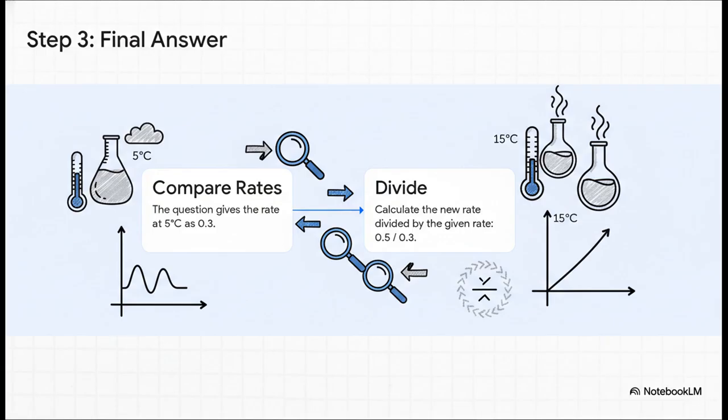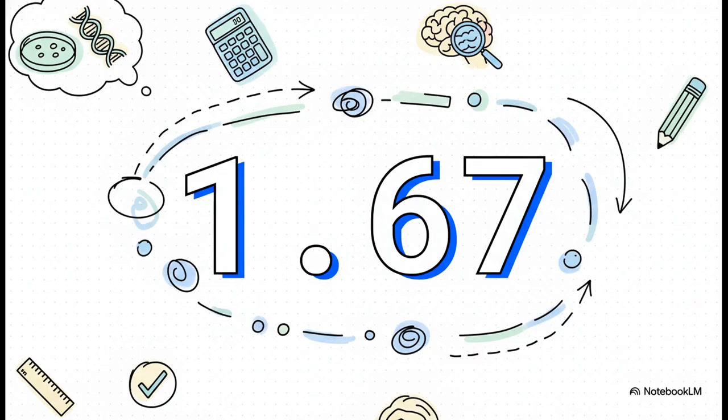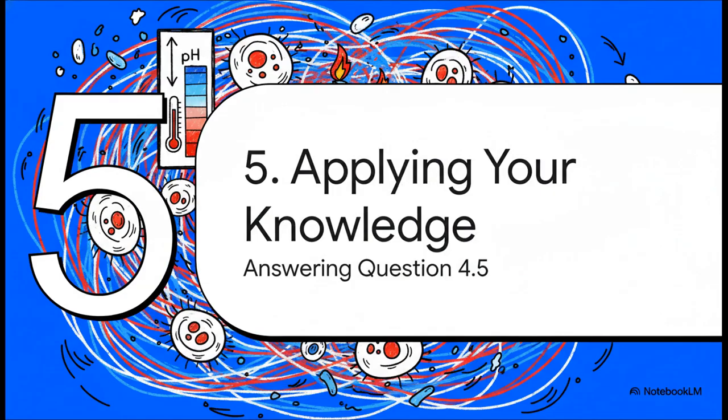Well, the question kindly tells us the rate at 5 degrees is 0.3. We just calculated the rate at 15 degrees is 0.5. So the final step is to divide our rate by the rate they gave us. And that calculation brings us to our final answer, 1.67. The mark scheme also notes that no unit is required, so that number is all you need for the final mark. Job done.